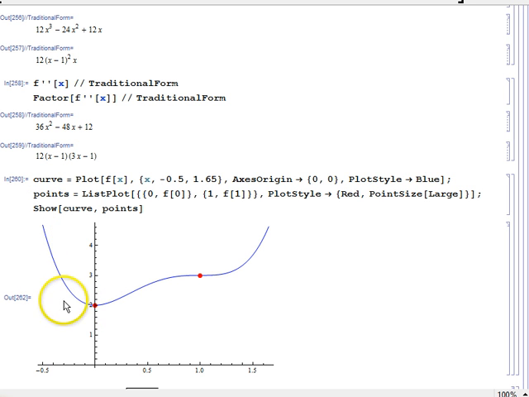Decreasing from negative infinity to 0, increasing from 0 to 1, increasing again from 1 to infinity. This is local minimum at x equal to 0, and then neither maximum nor minimum at x equals 1. At x equal to 0, we're going to get absolute minimum as well.